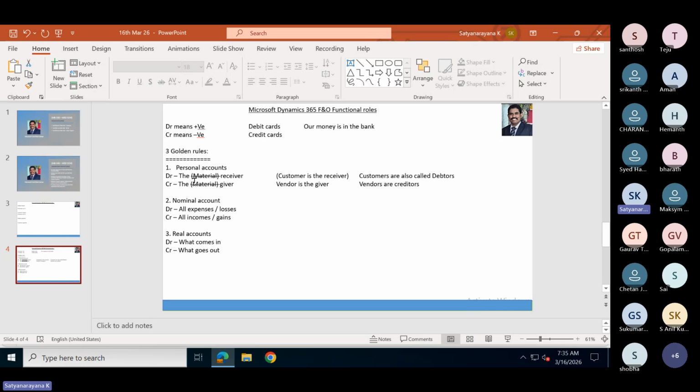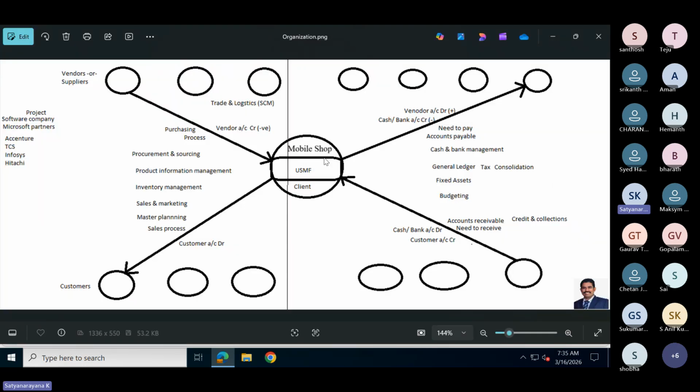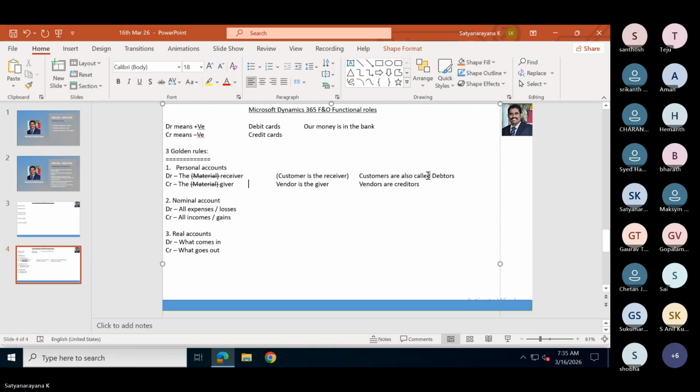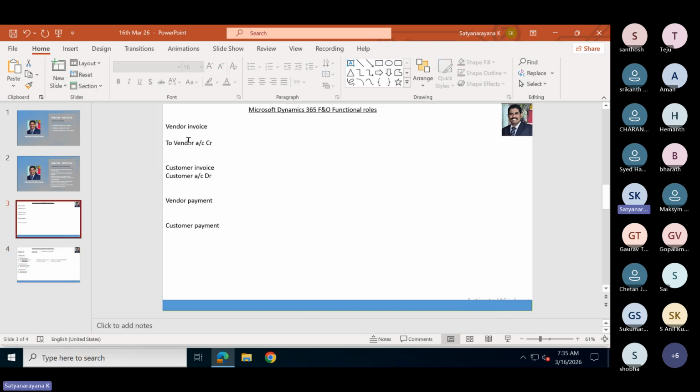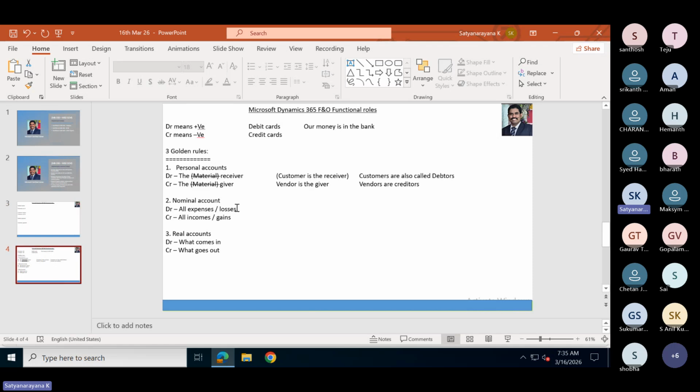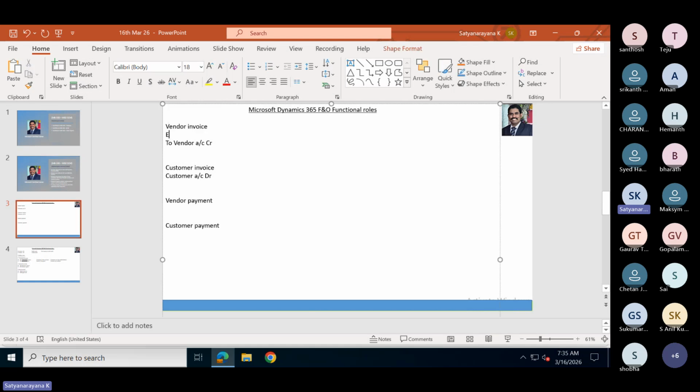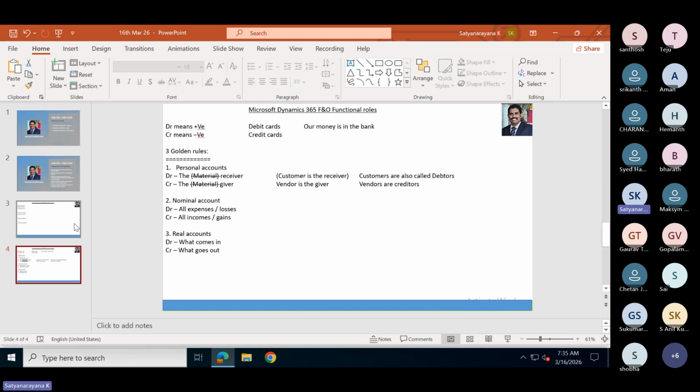Debit the receiver, credit the giver. You need to imagine this diagram. Customer is the receiver from you, so customer account debit. Vendor is the giver. Vendor is giving material, so vendor account credit. Next, debit all expenses and losses. Credit all incomes and gains.